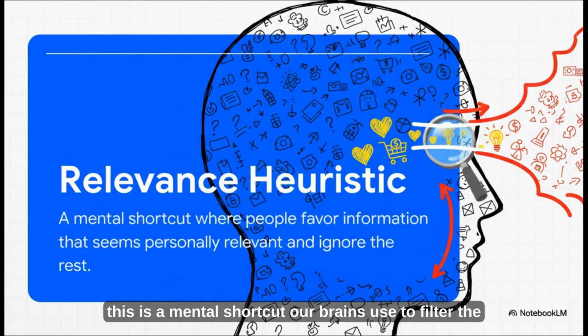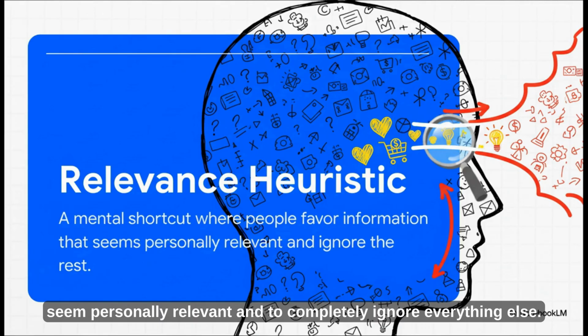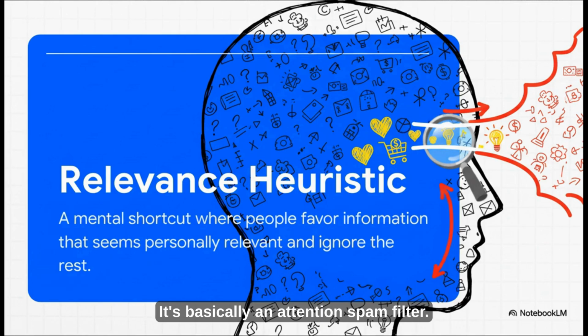The second psychological principle that's working for us here is the relevance heuristic. Basically, this is a mental shortcut our brains use to filter the absolutely insane amount of information we see every day. We are literally hardwired to pay attention to things that seem personally relevant and to completely ignore everything else. It's basically an attention spam filter.